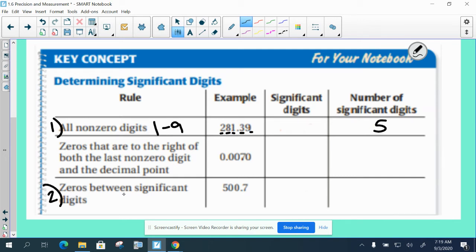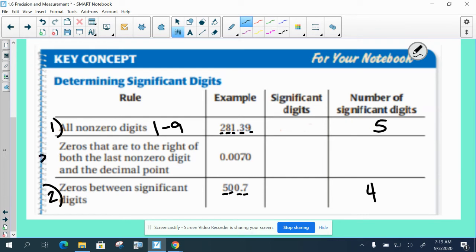Any zero that's between non-zeros is significant. You see how these zeros are between 5 and 7? Those two zeros would count. And obviously 5 and 7 count because that's from rule number 1. So we have 4 significant digits for this problem. So any zero that's between other numbers that aren't 0.